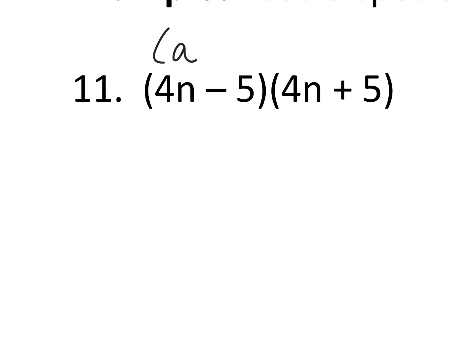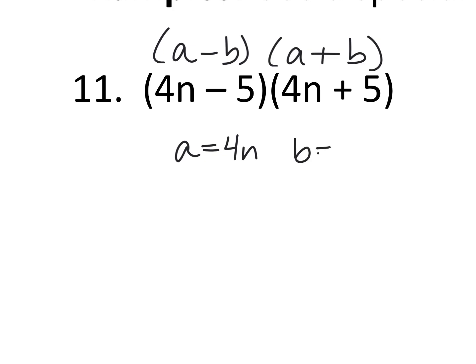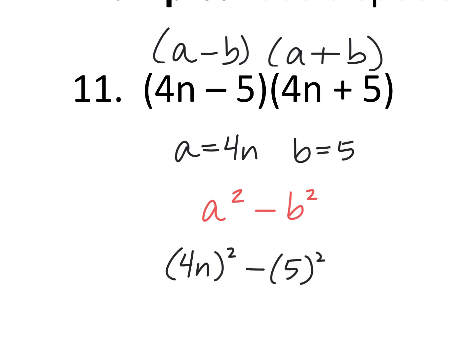So that's why you see up at the top, it's going to become a squared minus b squared. So you see a minus b, a plus b. So this is a sum and difference together. A is 4n, b is 5. This is a special product. So I know that my positive 20n, negative 20n would cancel out. So it's always going to become a squared minus b squared, or a difference of squares.